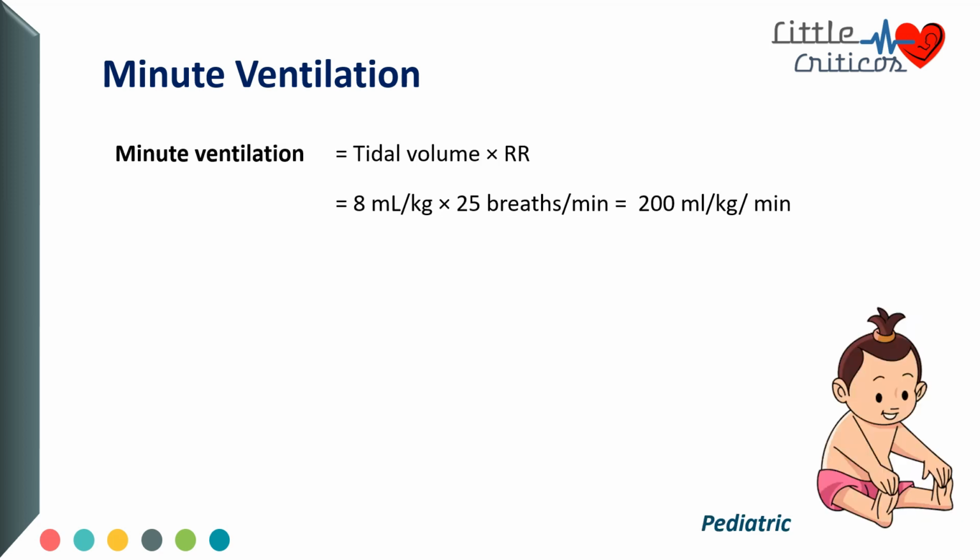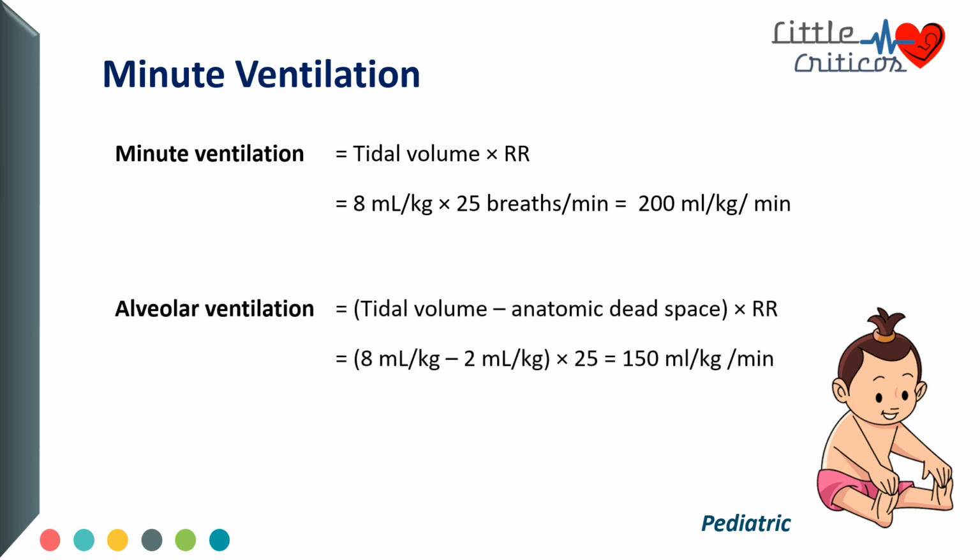Similarly, in the pediatric age group, considering a tidal volume of 8 ml per kg with a respiratory rate of 25 breaths per minute, the minute ventilation amounts to 200 ml per kg per minute. When the anatomical dead space is also included into the equation, the alveolar ventilation delivered is about 150 ml per kg per minute.